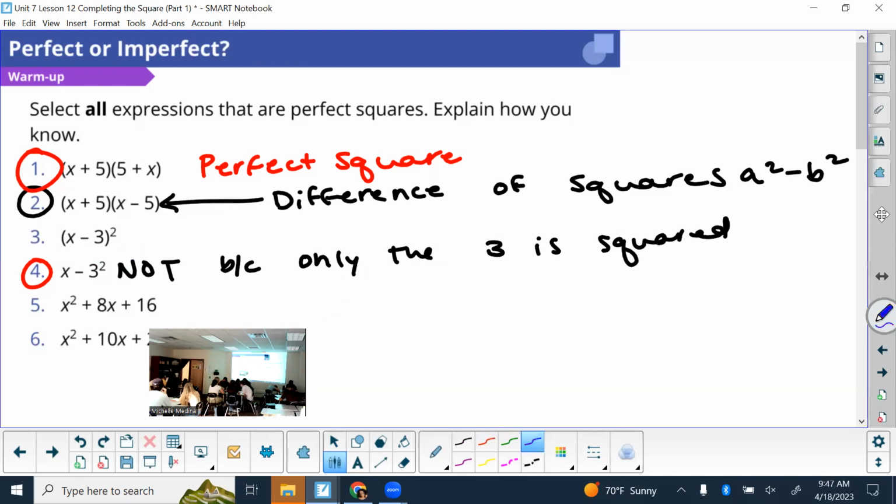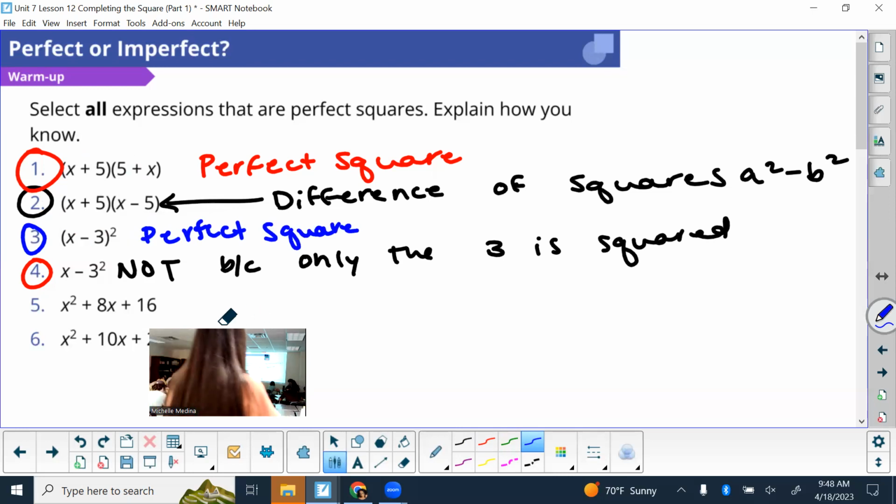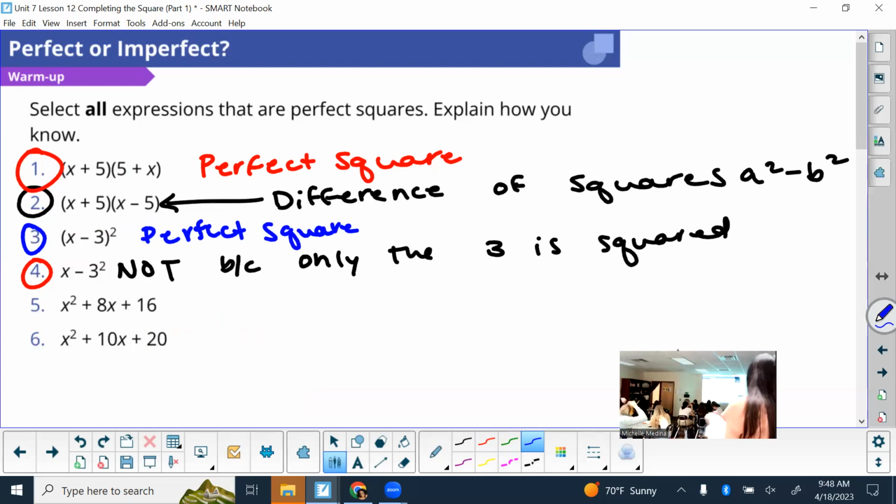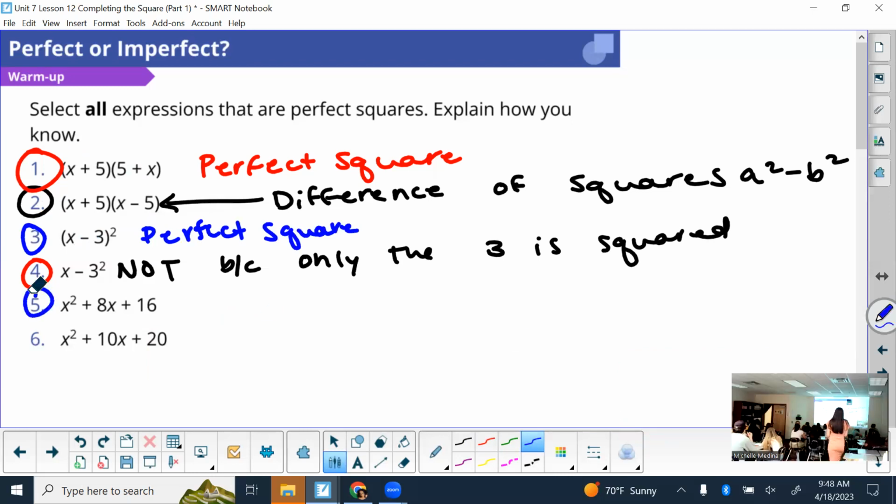Number 3, class, do we think that's a perfect square? Yes. All right, good. Now that it has the parentheses and it is squared, that whole expression is a perfect square now. Questions on that one? All right, table 8. We're between 2 options, so don't tell me you don't know. Maybe number 5, class, do we agree? Yeah. Okay, we have some mixed answers.